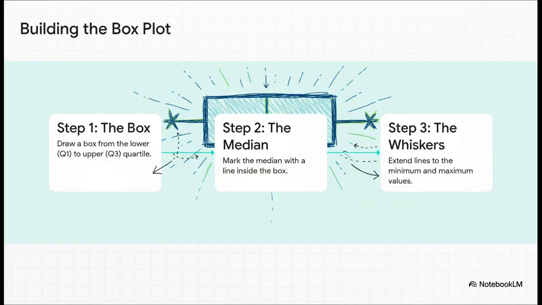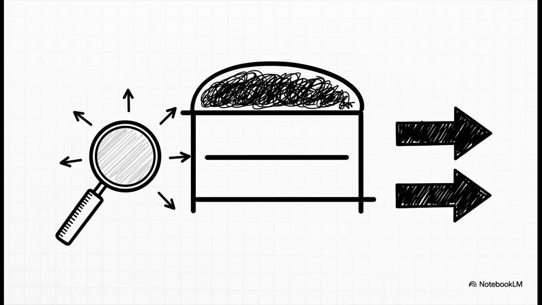And with just those 5 numbers, we can draw what's called a box plot. The box in the middle literally shows you where the middle 50% of your data lives. The line inside is our trusty median. And those little lines that stick out, the whiskers, they reach all the way to the absolute minimum and maximum values. This thing is basically the data detective's ultimate dashboard. In one simple picture, you can see the center, you can see the spread of the main group, and you can see the entire range from top to bottom. It tells the whole story all at once.